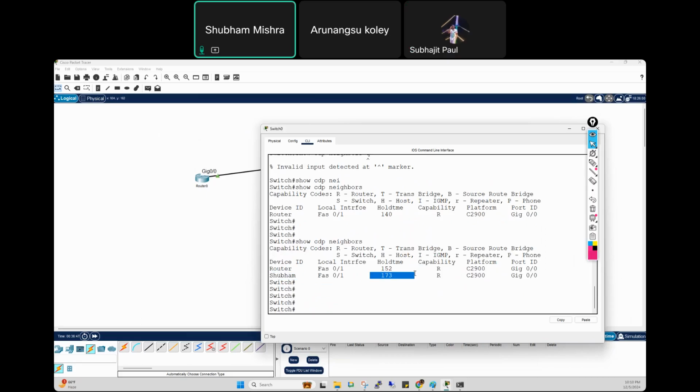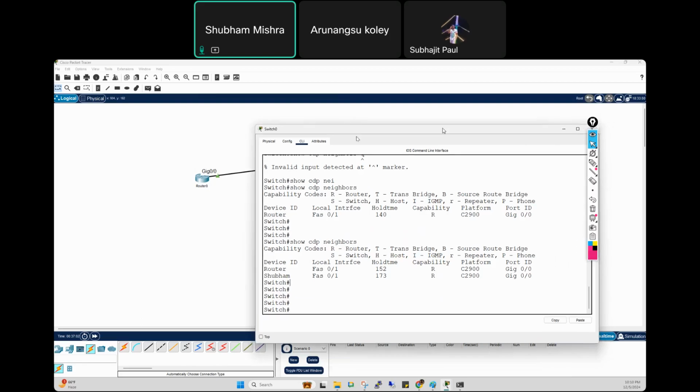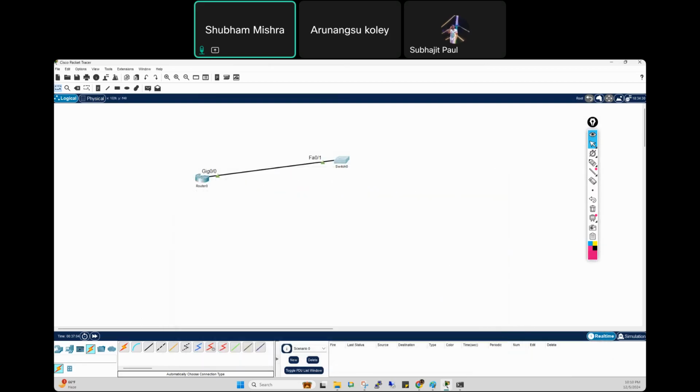This hold time is telling how long the device will remember the neighbor. After this time, this entry will expire. Yes, sir. Getting my point? Understand? Tell me yes or no? Yes, sir. Clear na? So that is something, guys, about the CDP.